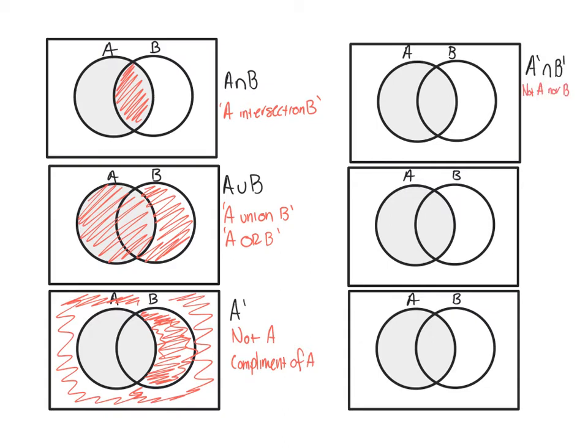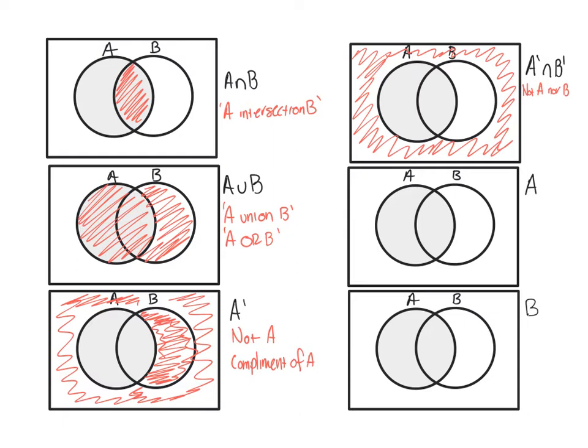So similarly, we can say not A and not B. So everything other than events A and B. So we can't shade either of those circles. We can't shade the A circle that represents event A or the B circle that represents event B. So that just means all that's left really is the outside. So this is not A and not B, or not A nor B.